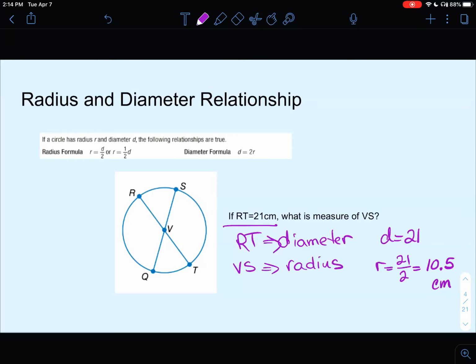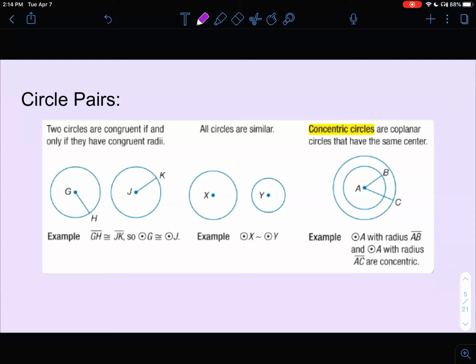All right, so let's talk about some circle pairs. We won't have a lot of these, but they're going to pop up periodically and in different types of problems. So our first set here is that we have two circles that are congruent. And the reason we know that they're congruent is because they have congruent radii. That means that they are the same size. Another thing to keep in mind is that all circles are similar. So that means that they are proportional.